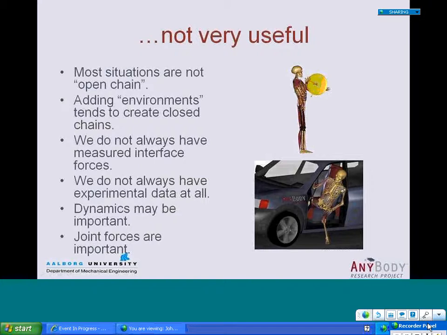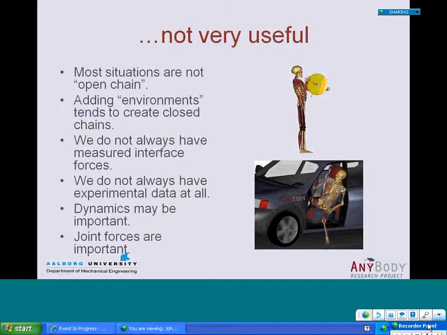So if you don't have the muscle forces, you're simply going to be very, very wrong about the size of the joint reaction forces in the system. You're going to grossly underestimate what the joint forces are. So it's necessary to do something else. And this is exactly what we're trying to do in AnyBody.